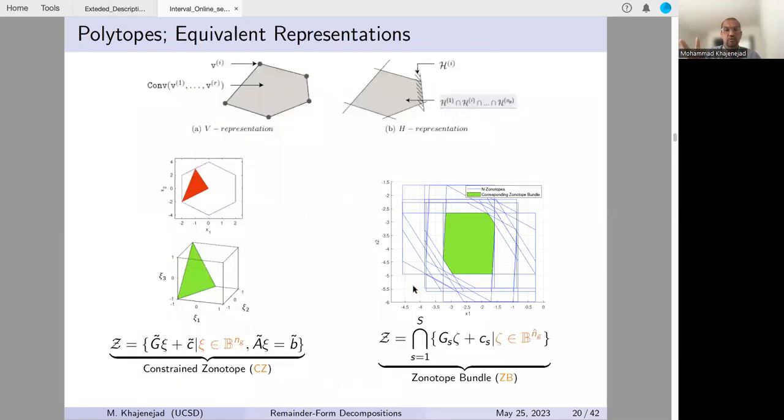So you are familiar with traditional representations of polytopes as the vertex representation, the representation using hyperplanes. More recently, there have been other representations of polytopes using constrained zonotopes or zonotope bundles. And a zonotope is simply an affine transformation of an interval, basically. So this gives us the idea.